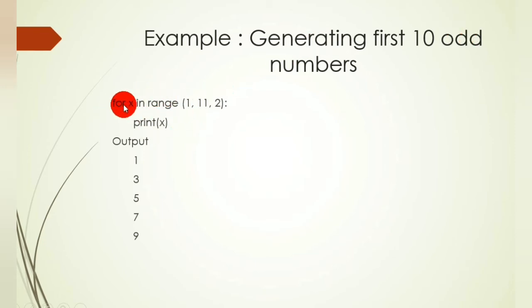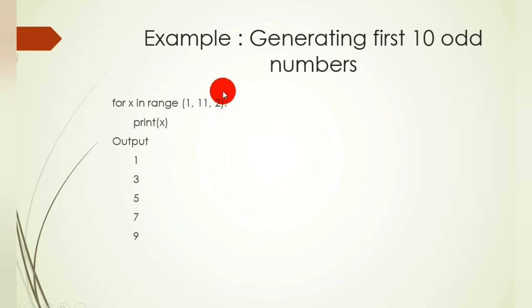Now you can see that again we are using the for loop for generating these odd numbers: for x in range of 1, 11, 2. Here your start value is 1, your end value is 11, and the step value is 2. Here we start from 1.